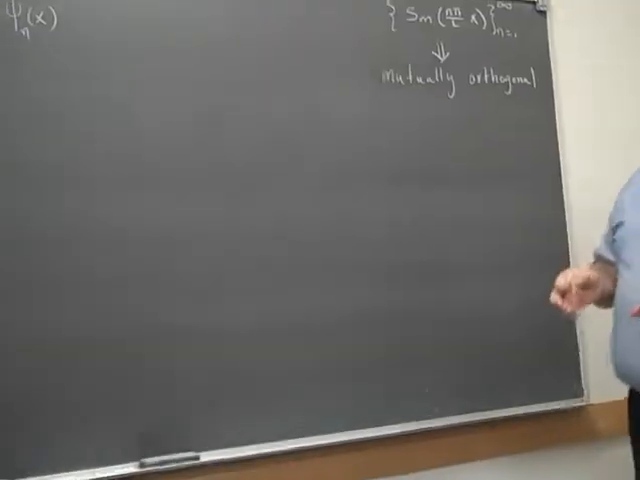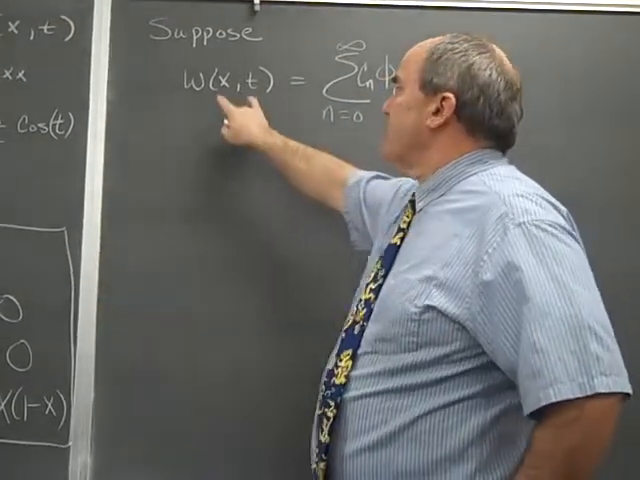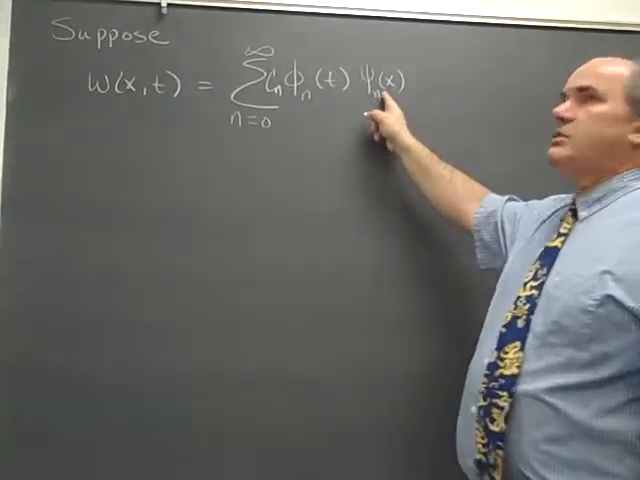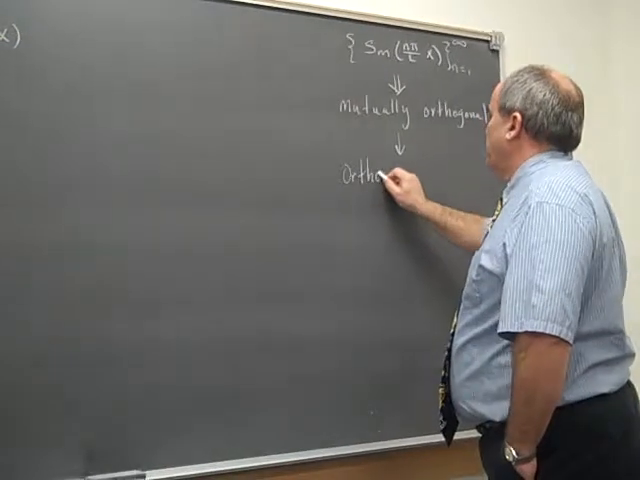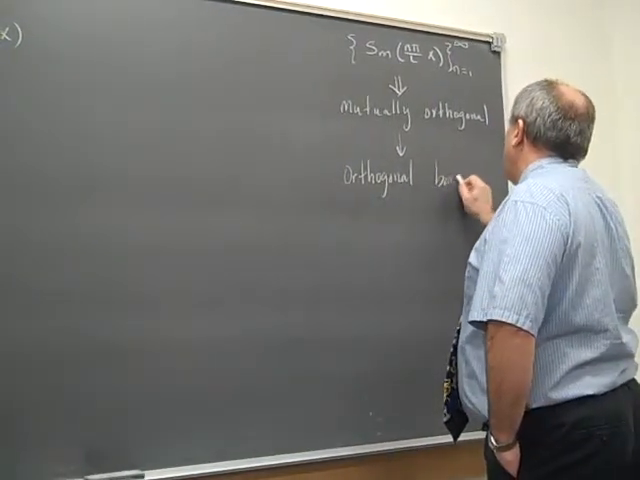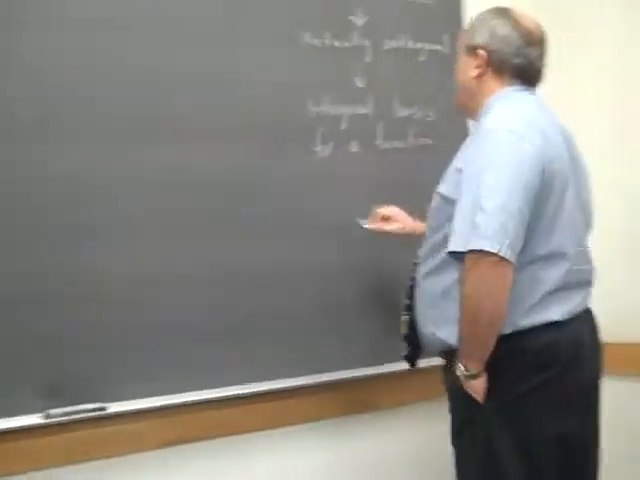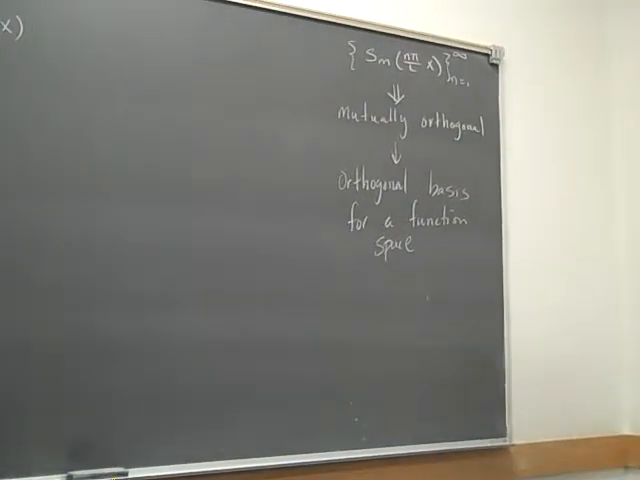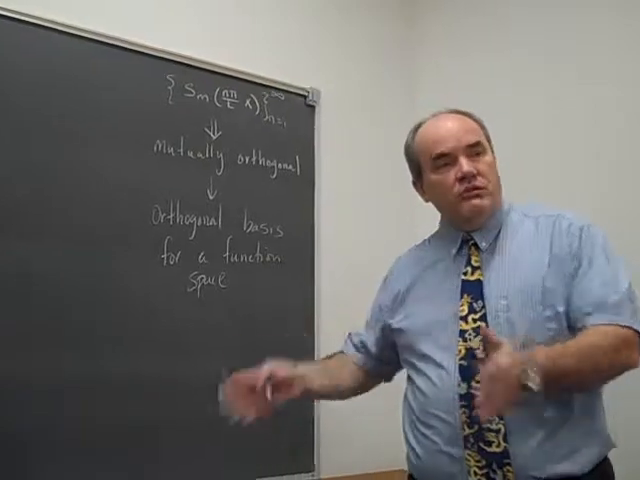When we got all done, the last step in the process was that we were taking just a regular old function of x and finding the c sub n's so that we could write it as a sum of these sine functions. And so we talked about this thing being an orthogonal basis for what's known as a function space, but basically we just think of functions as vectors. And we're thinking that we can write any vector in our space as a sum of these basis vectors.